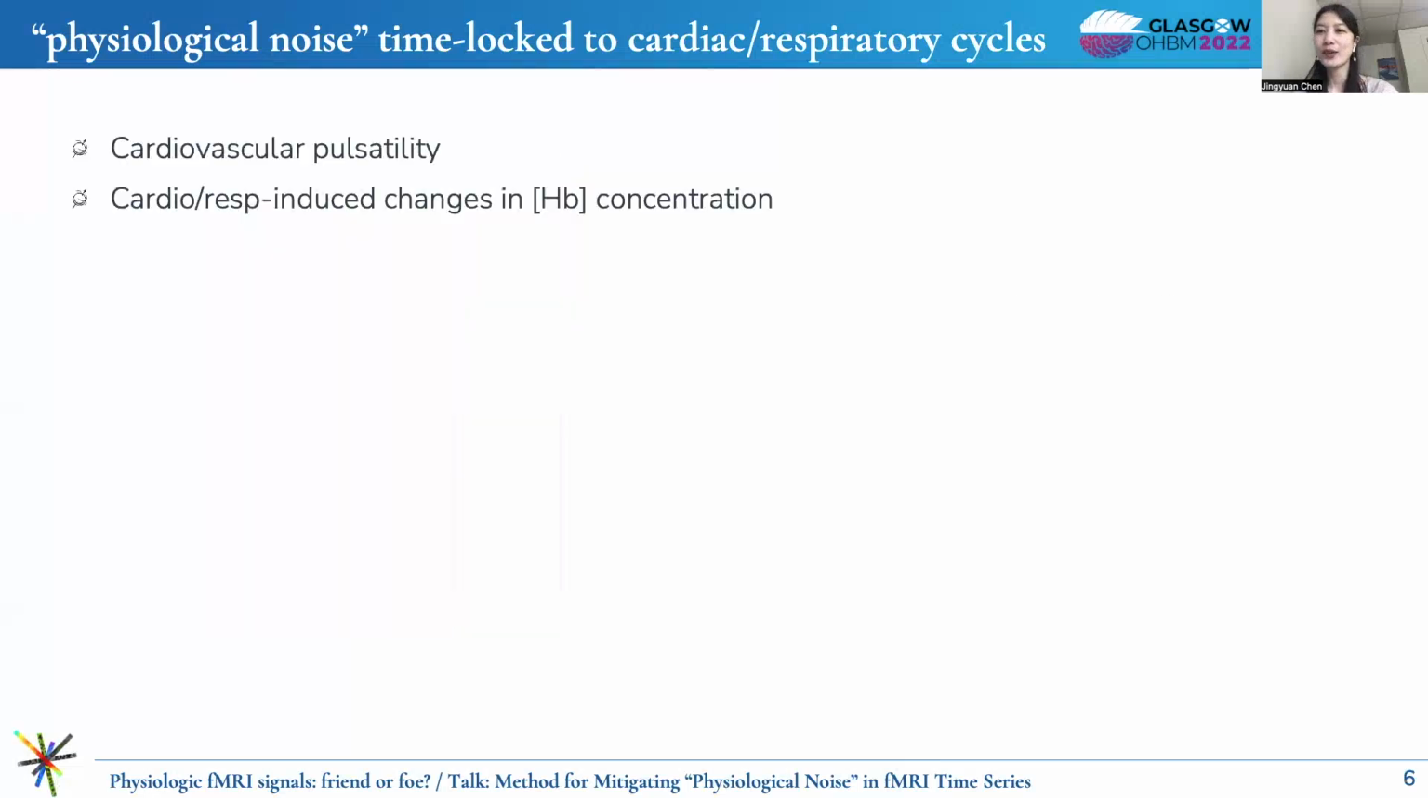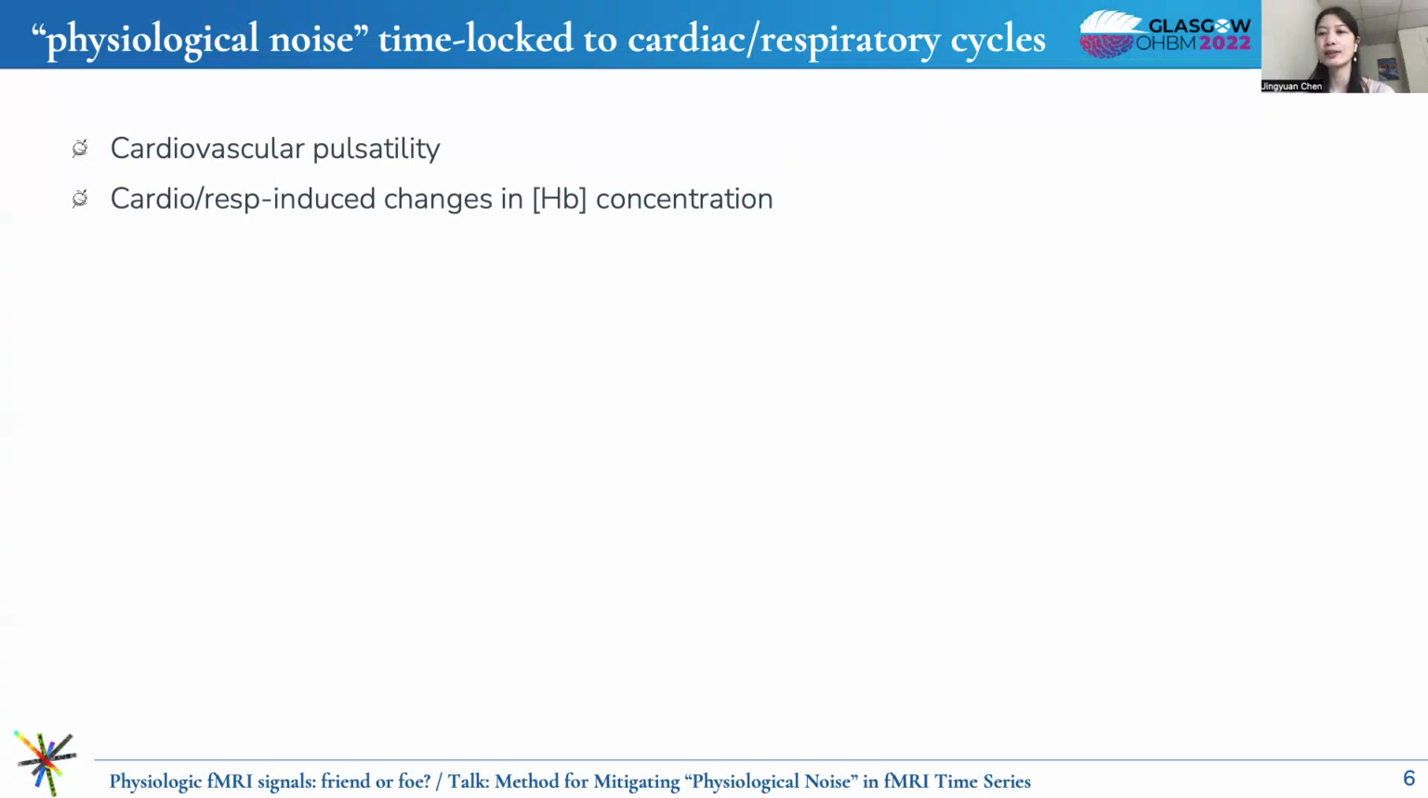So what are the causes for these types of quasi-periodical motion or intensity changes in fMRI signals? On one hand, this cardiovascular pulsatility will cause motion that results in dynamic partial volume effects in fMRI signals. And on the other hand, these physio processes will also cause periodical variations in blood oxygenation level that can translate to fMRI signal intensity changes.